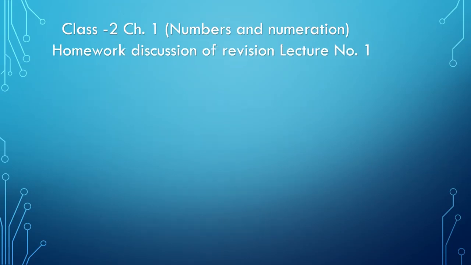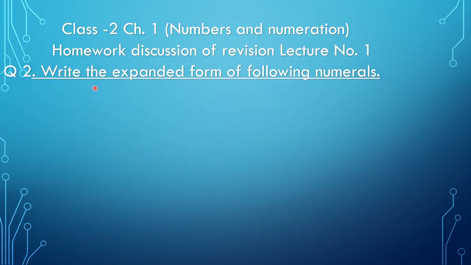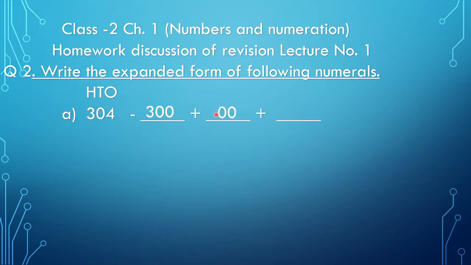F-O-R-T-Y. Now in question number 2, write the expanded form of the following numerals. So here in A part, it is given 304. So first of all, we will write places, ones, tens and hundreds. So how we can write the expanded form? By writing all its digits with its place value. So here 3 at hundreds place, so we will write 300, 0 at tens place, so 0, and 4 at ones place, that is 4.